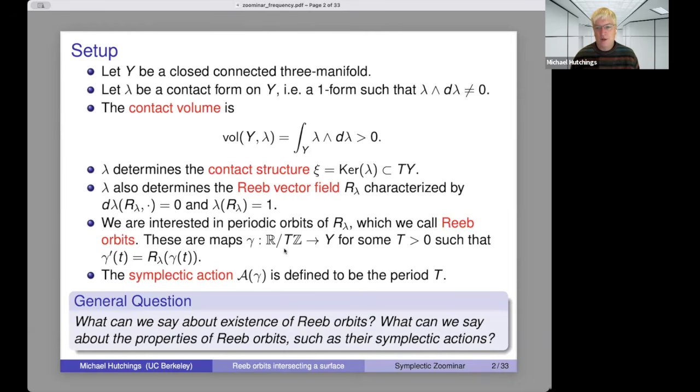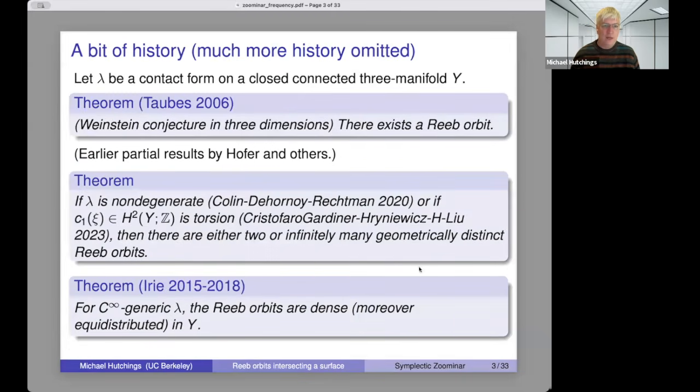So the general question we want to ask is, do these exist? What can we say about them? Can we say anything about their symplectic actions, or maybe some topological properties? Now there are many results about this question, and I can't give a comprehensive history. So let me just briefly mention a couple of things which are related to what I'm talking about.